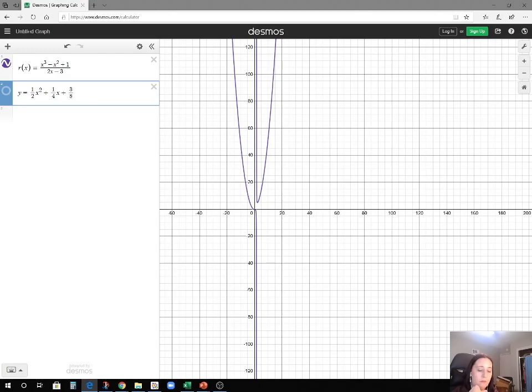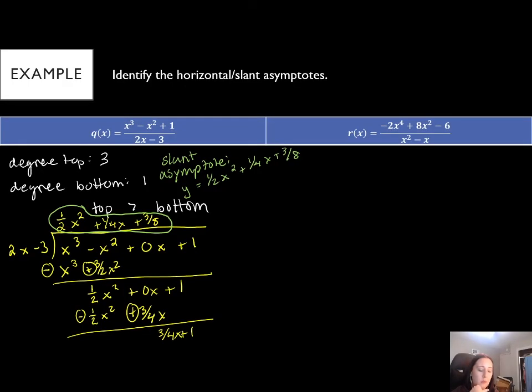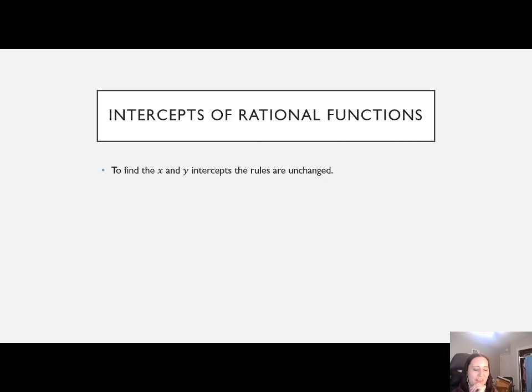So I probably should have started with the one that actually comes out with a linear quotient versus a cubic or a quadratic, because then you'd actually see that it's slanted. But you go through the long division process. So, finding intercepts of rational functions. That's the last thing of the analyzing that we haven't talked about.